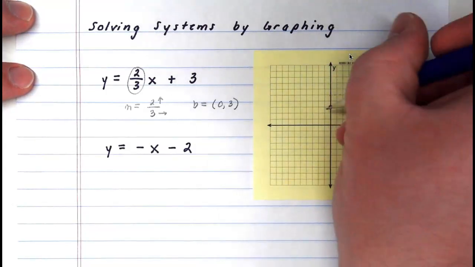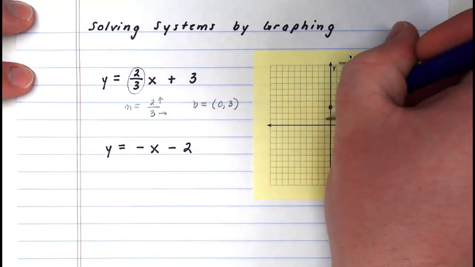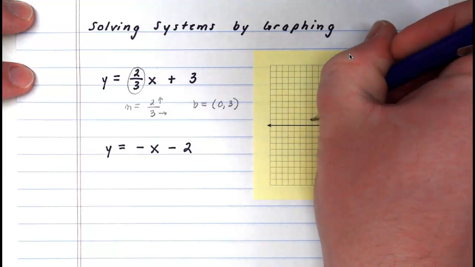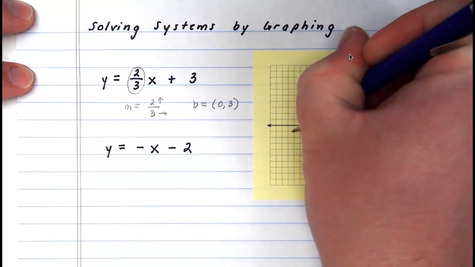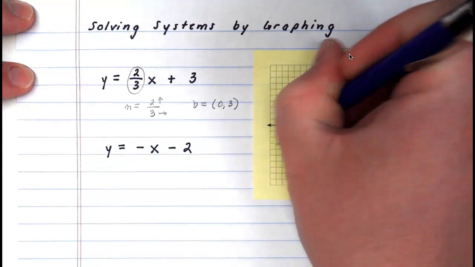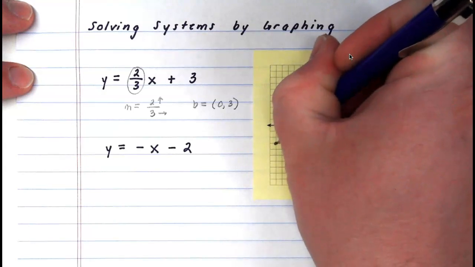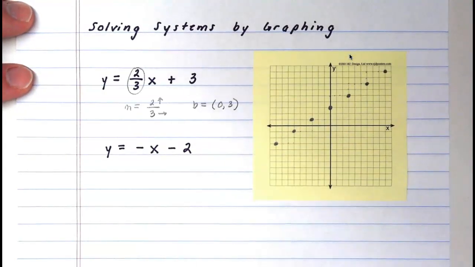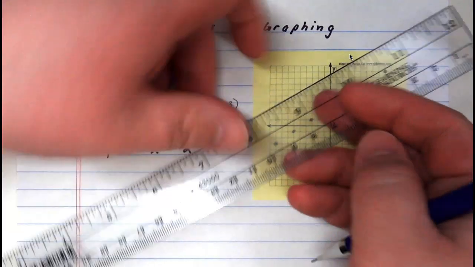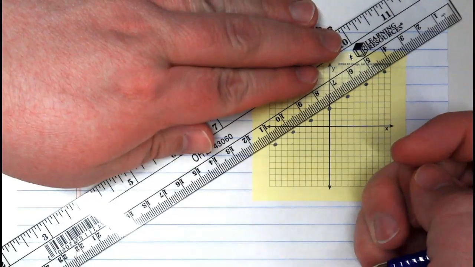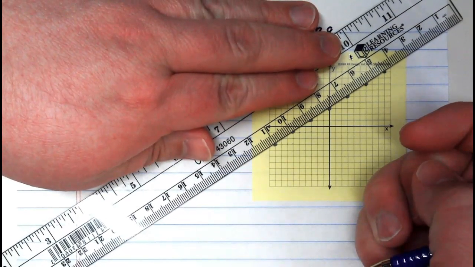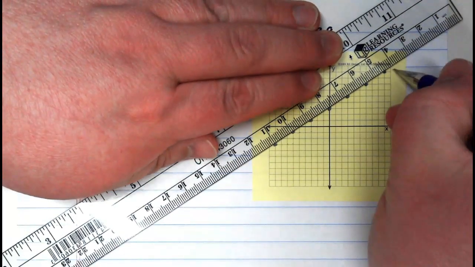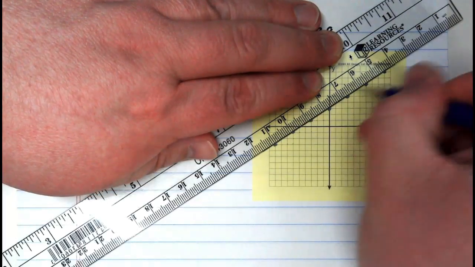And we could continue that. Instead of going up 2, we could go down 2, left 2, 3. Down 2, left 2, 3. Down 2, left 2, 3. Okay, so we have our first line on there. Use our ruler or something straight to connect all those points. So we construct our first line.